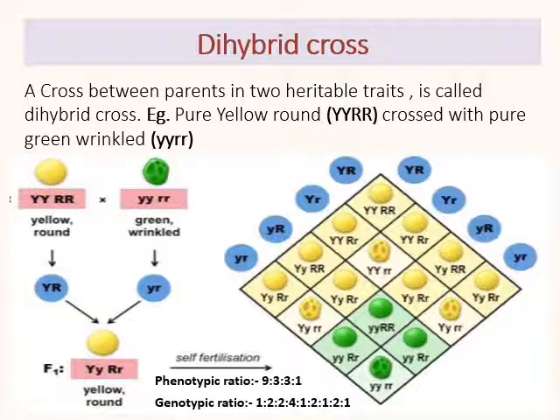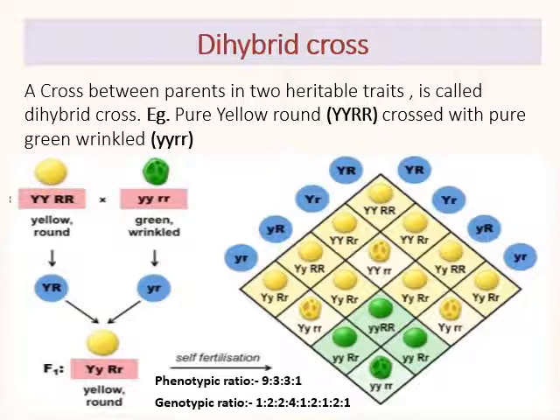You can consider any two characters. Here Mendel considered two characters, that is color of the seed and shape of the seed. In color of the seed, yellow is dominant, and round shape is dominant. So for this, capital letters are placed, that is capital Y, capital Y, capital R, capital R. It is crossed with small y, small y, small r, small r. These are the genotypes. Green wrinkled seeds.